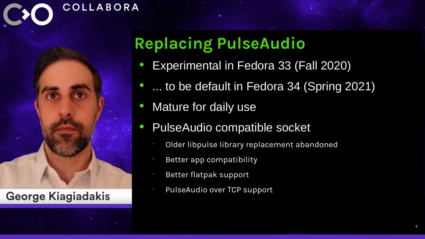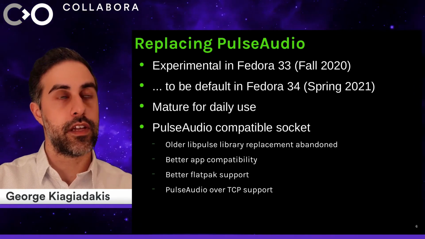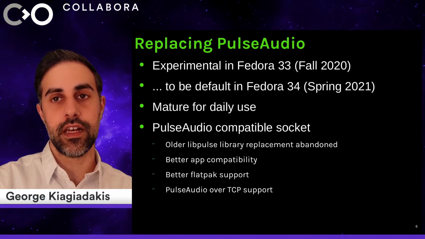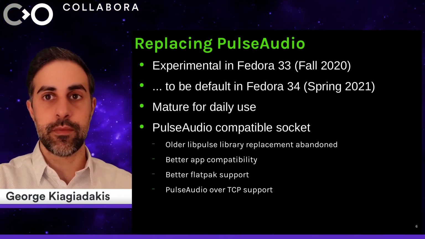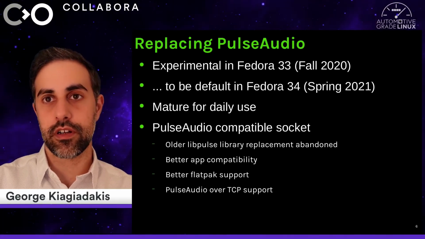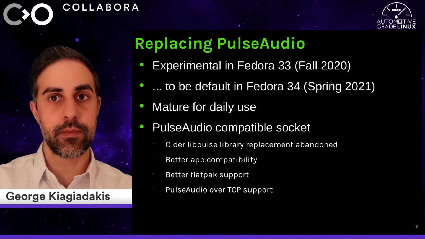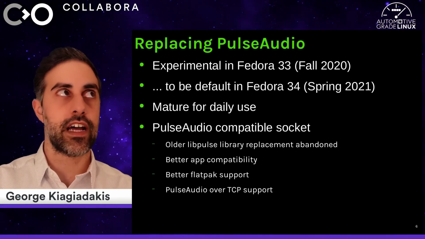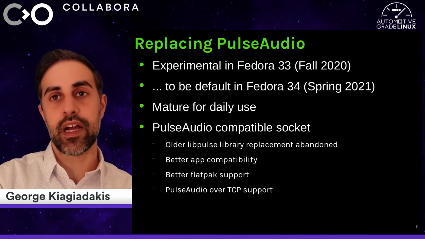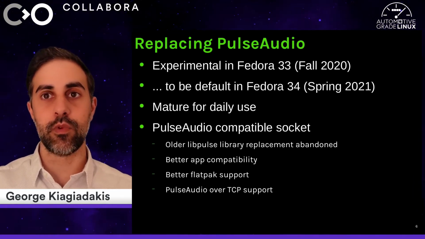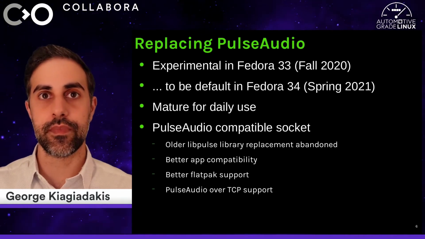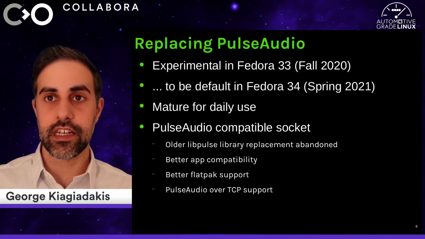That was added in fall 2020, I think. Before that, we used to have a replacement libpulse library that intercepted the API calls from applications. But this mechanism didn't work as well as the replacement socket does, and it was also problematic for sandboxed applications like Flatpak applications that were coming bundled with the libpulse library, and we couldn't replace that libpulse library in there. So now we provide this socket.